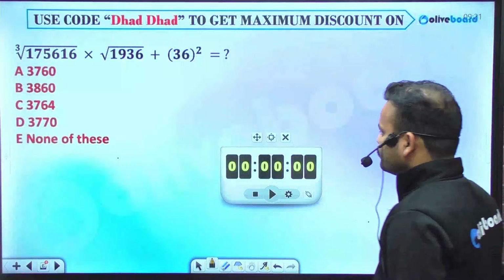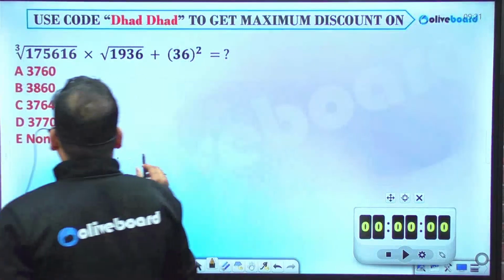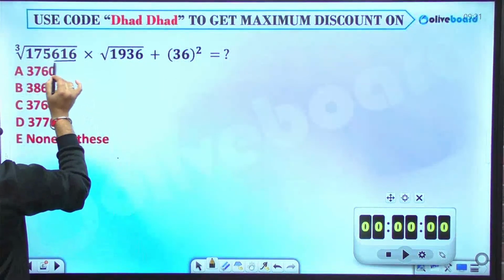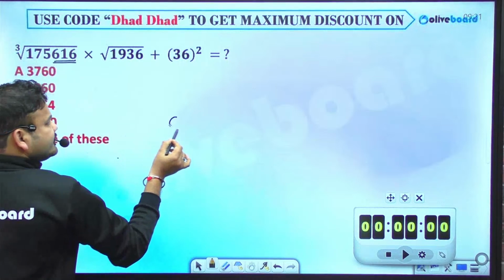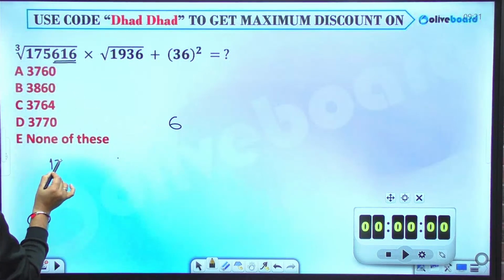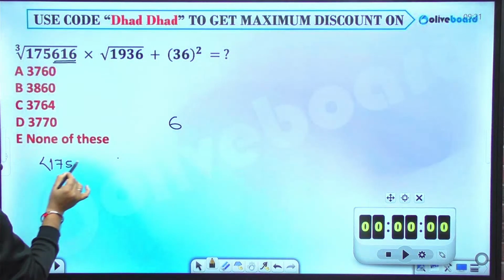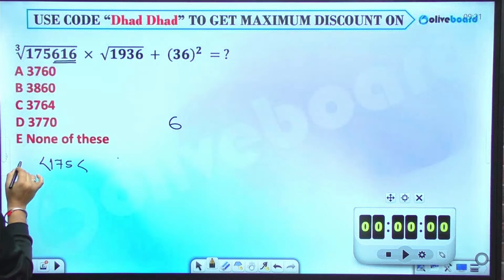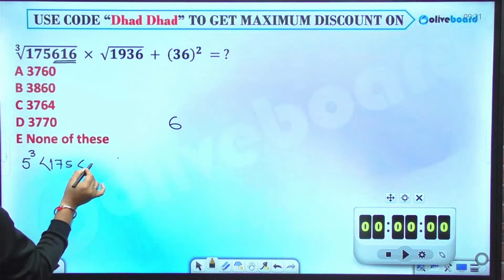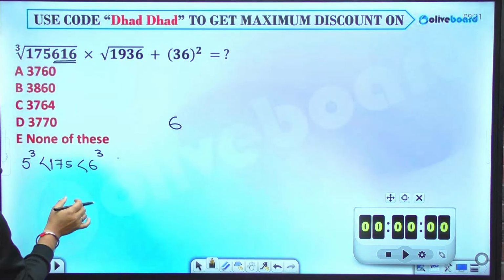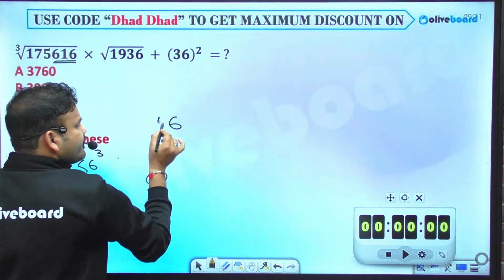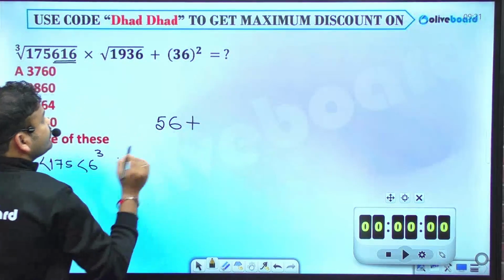Okay. How to calculate the cube root? Take the pair of the last three numbers. The unit place will be 6, and 175 is between the cubes of which two numbers? Sir, 5 cube is 125 and 6 cube is 216. So take the smaller number. So this is a cube of 56, plus the multiplication.